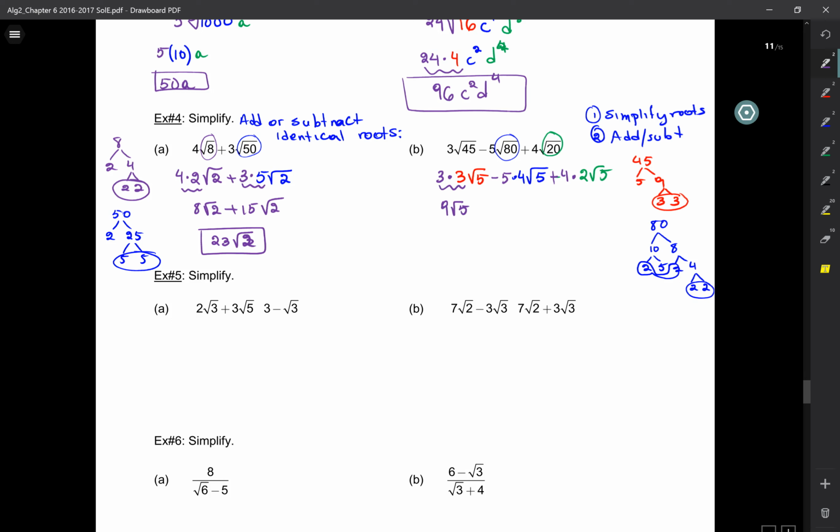9 root 5 minus 20 root 5. Okay, so this is 8 root 5. All right, now I have root 5, root 5, root 5. I can add and subtract all of these. I just have to do the operation with the coefficients. 9 minus 20 plus 8. Or you could do 9 plus 8 is 17 minus 20 is negative 3. Yes?